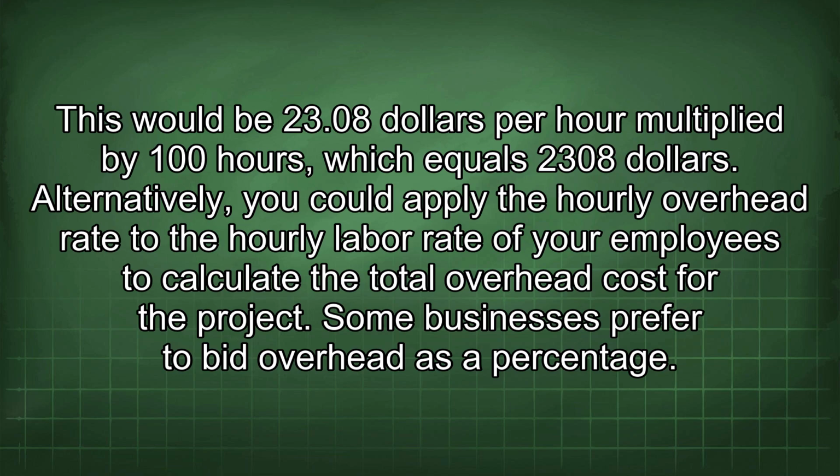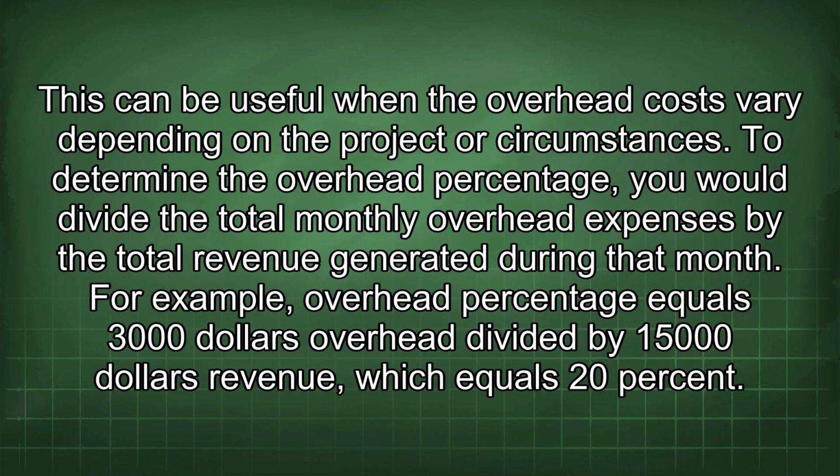Some businesses prefer to bid overhead as a percentage. This can be useful when the overhead costs vary depending on the project or circumstances. To determine the overhead percentage, you would divide the total monthly overhead expenses by the total revenue generated during that month. For example, overhead percentage equals $3,000 overhead divided by $15,000 revenue, which equals 20%.